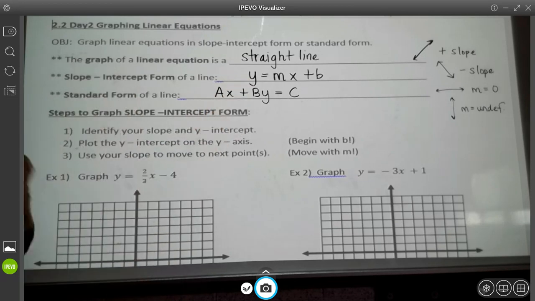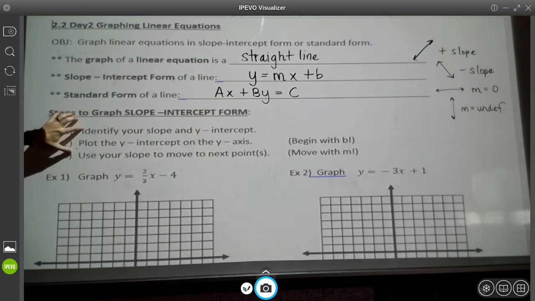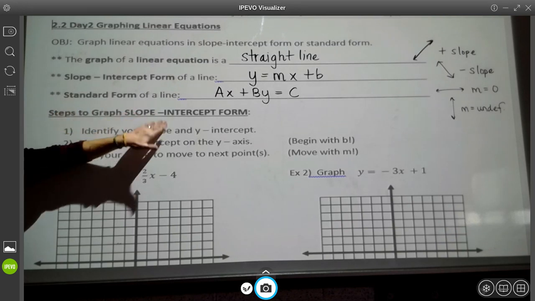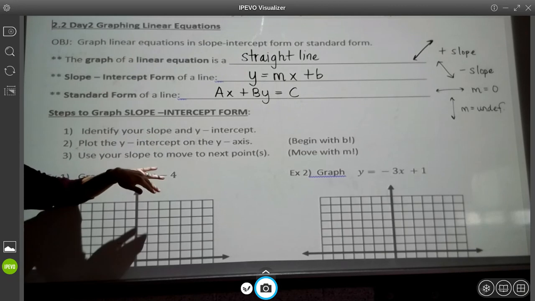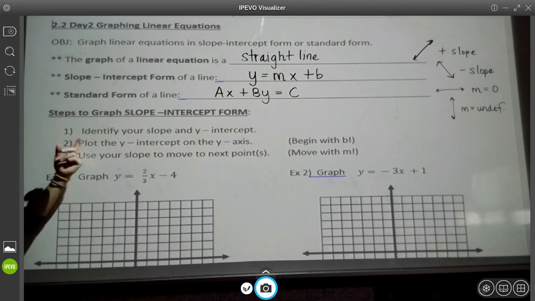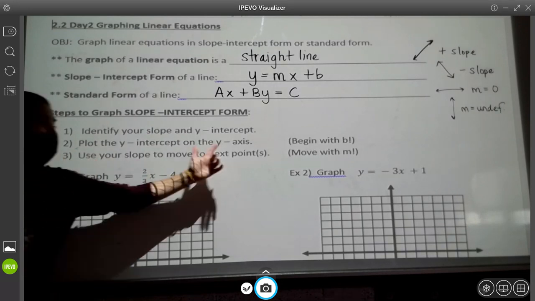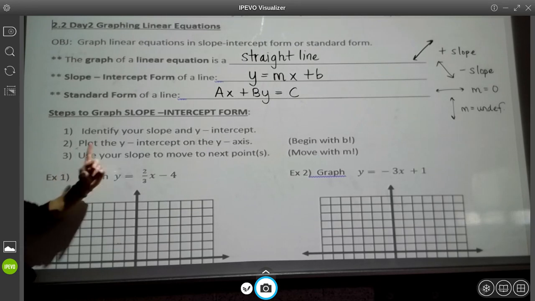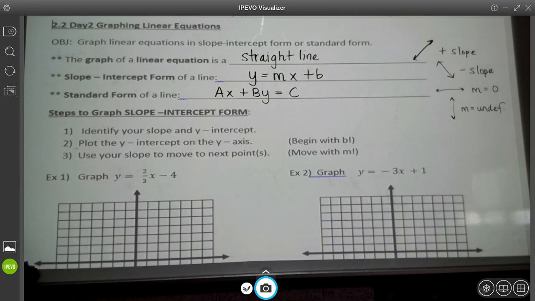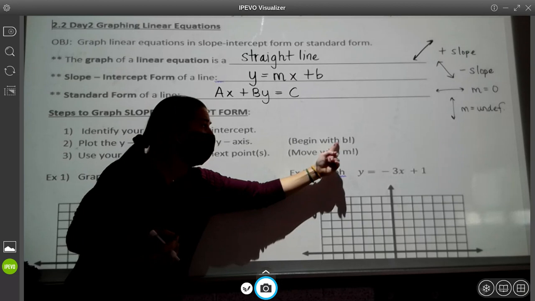All right, so let's do it. I've given you a list of steps to follow. First, we're going to graph the ones that are already in slope-intercept y equals mx plus b form. So to do that, all you got to do is pick out your slope and your y-intercept right from the equation. You always plot the y-intercept first, right on the y-axis, and then you use your slope to move to the other points. So I always say we begin with the b and we move with the m. All right, let's do it.